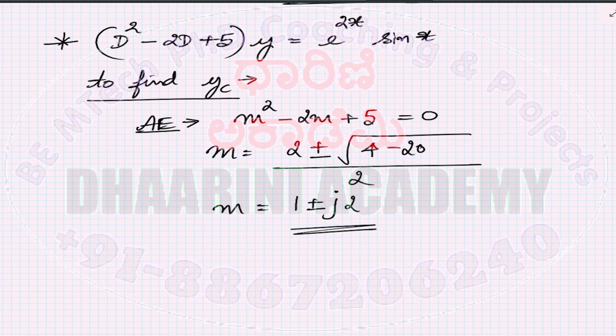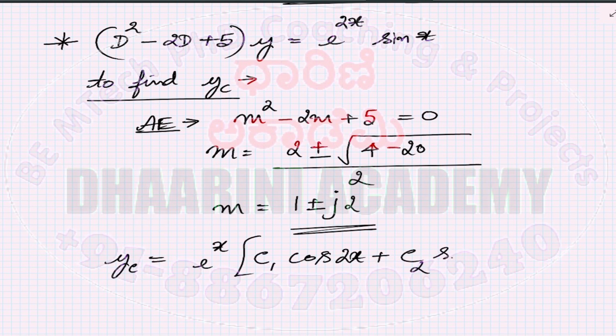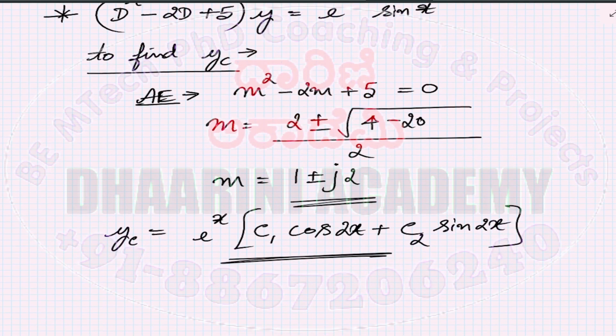So we can compare this with the standard table which we had earlier to find the yc, and it is very clear that it belongs to the third case where the roots are complex conjugates. Whenever the roots are complex conjugate, we can guess the yc as this: yc = e^(1·x) [c1 cos 2x + c2 sin 2x], with the real part 1 and the imaginary part 2. All right, that's the yc part.